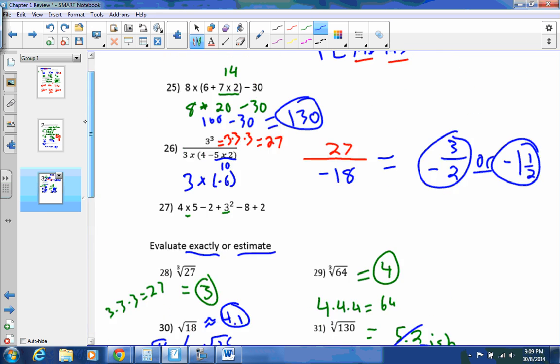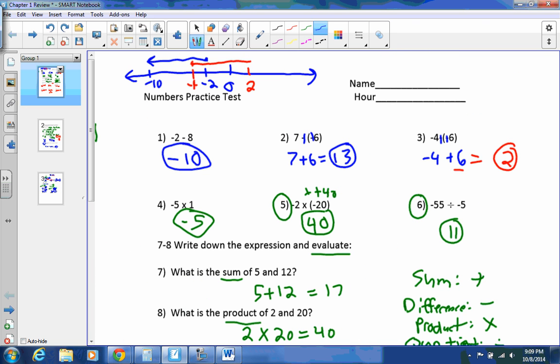And that is the chapter 1 review. It's all about numbers. Make sure if you have any questions, you can email Mr. Pouts, and he'll help you out.